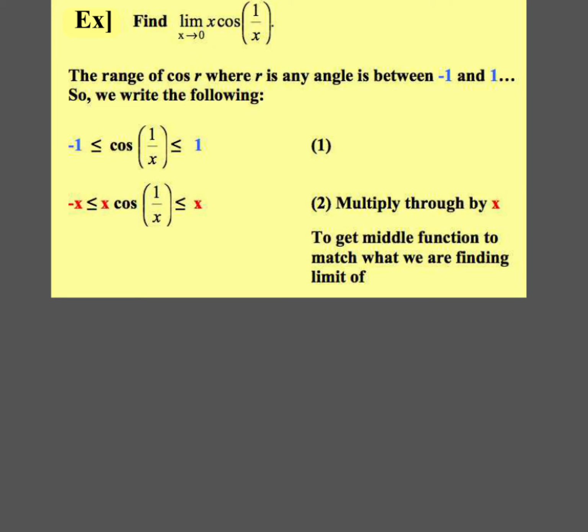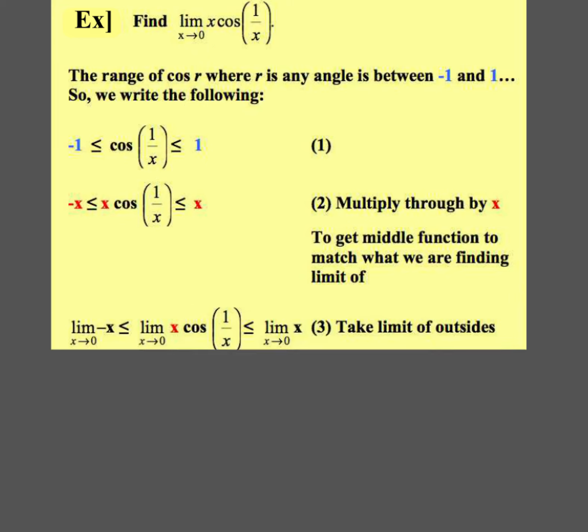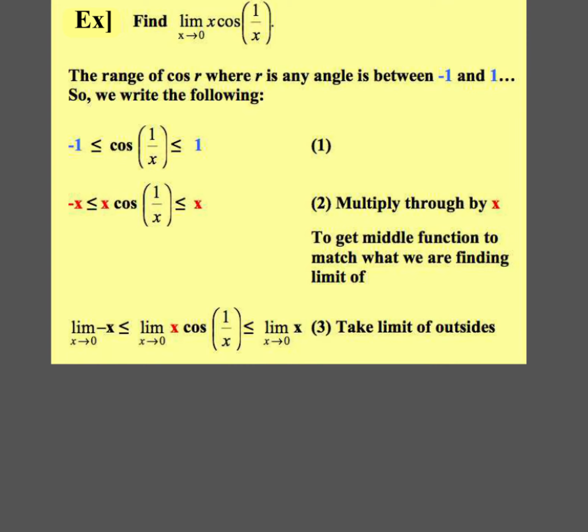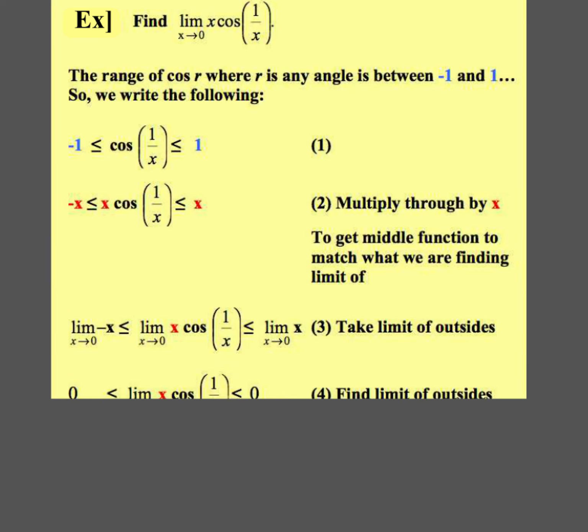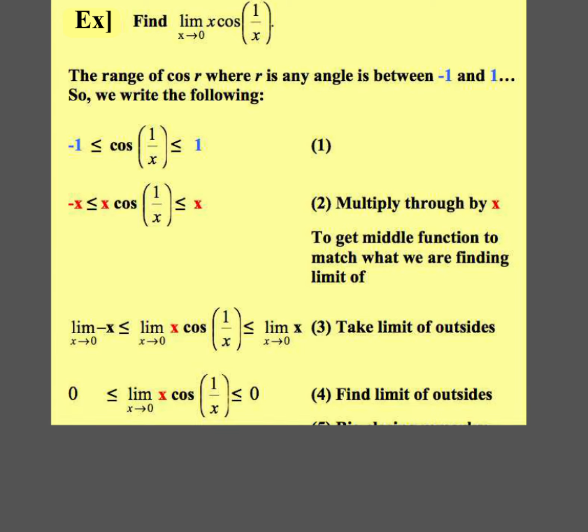Now the next thing I'm going to do, the third step, is we're going to go ahead and take the limit of the outsides as well as the limit as x approaches 0 of x cosine 1 over x. Here, for our fourth step, we're just going to evaluate each one of the outside pieces. The limit as x approaches 0 of -x is 0, and the limit as x approaches 0 of positive x is also 0. So that'll give us this piece right here.